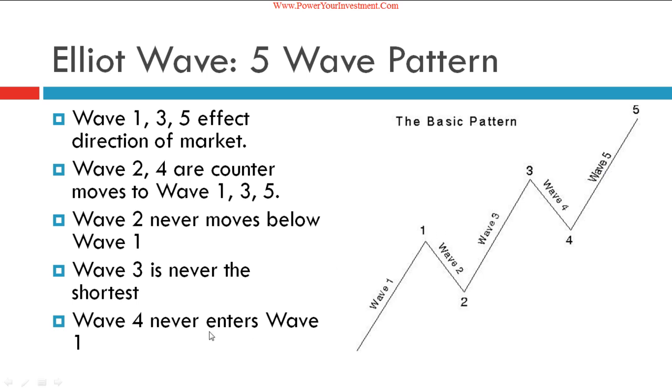Our last rule is that the price territory of wave 4 does not enter the price territory of wave 1. That means the high of wave 1 cannot enter the low of wave 4. Once more, before we leave this slide, please keep these 3 rules as the key rules while practicing this theory. These 3 rules cannot be violated at any cost.